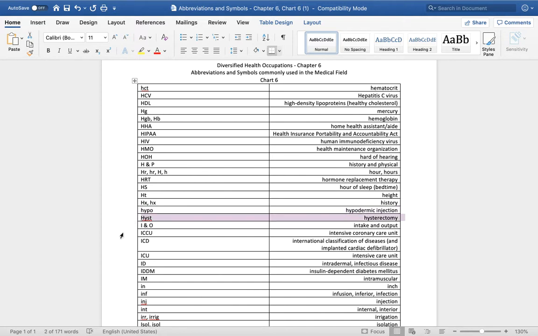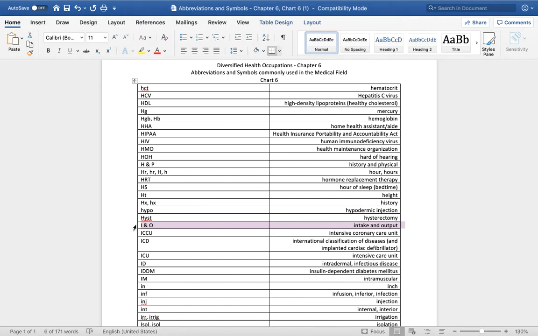Hist is short for hysterectomy. So hyster or hystero is female, and ectomy is removal. So this is a removal of the female reproductive organs. You can have a full hysterectomy where your uterus and your ovaries are taken out. Sometimes they just take your uterus out or just your ovaries. It just depends on the procedure and what's needed.